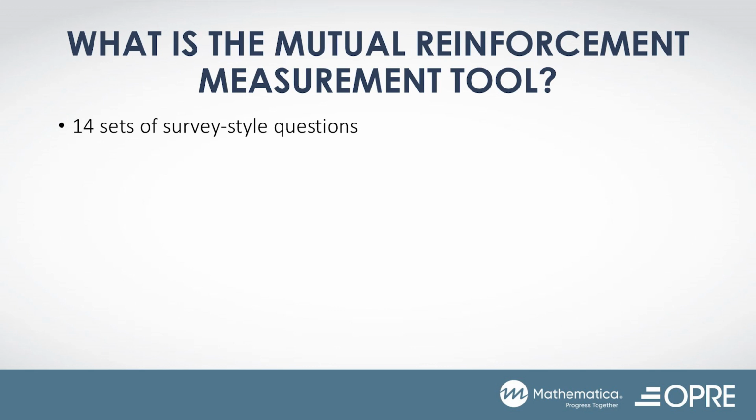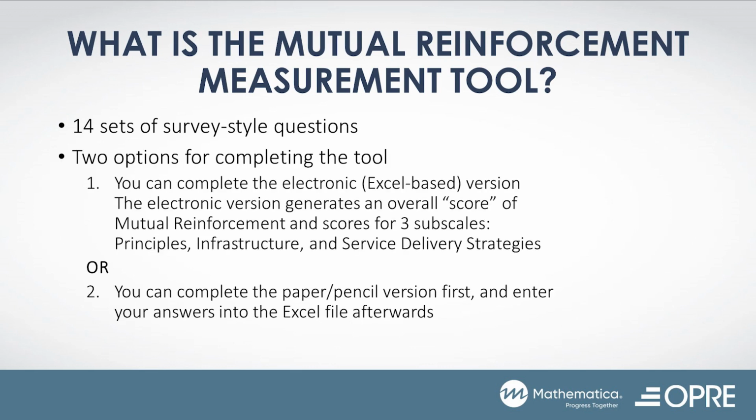It's a tool that includes 14 sets of survey-style questions, and you have two options for completing the tool. You can complete the electronic Excel-based version of the tool from the start. This Excel-based version generates an overall score of mutual reinforcement and scores for three subscales: principles, infrastructure, and service delivery strategies. Or if it works better for you, you can complete a paper and pencil version first and then enter your answers into the Excel file afterwards.